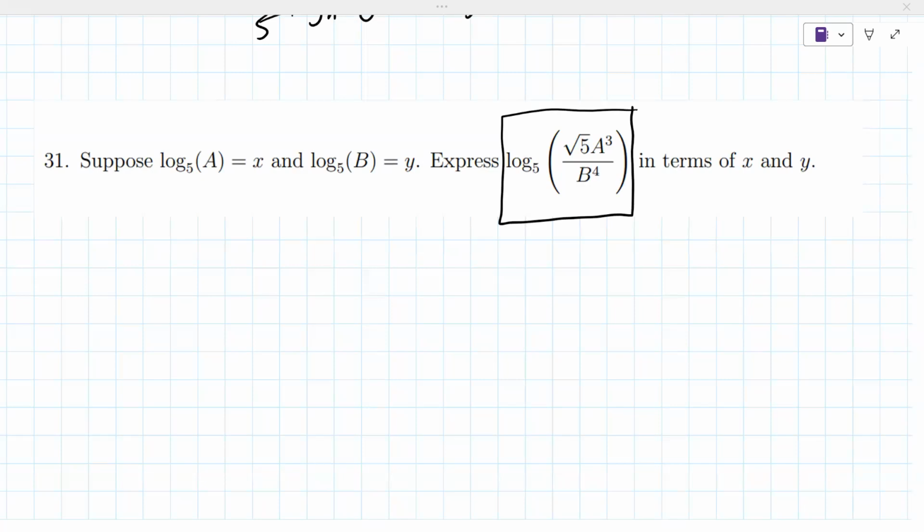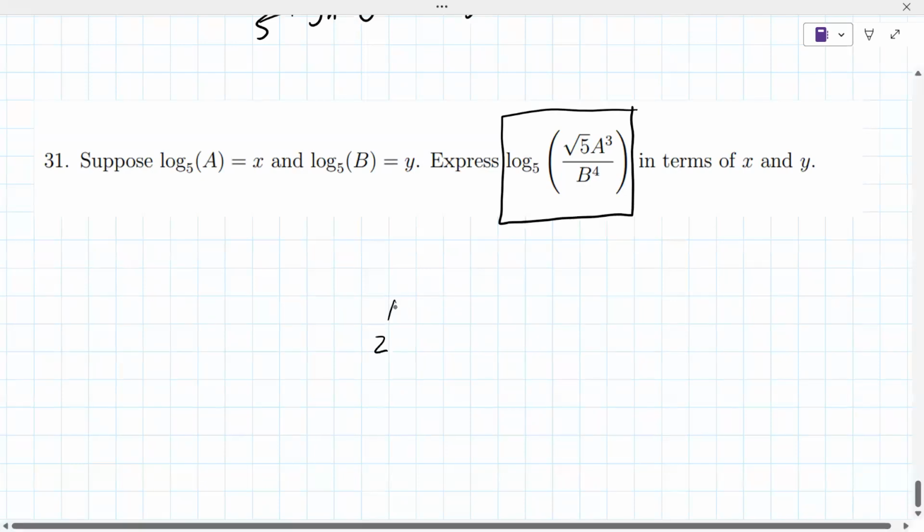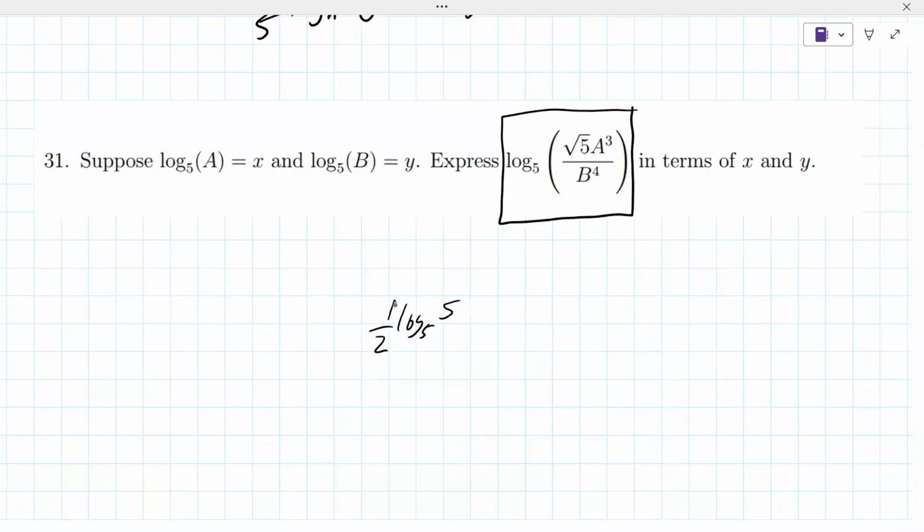Okay, I think I got it. Okay. Do you feel comfortable telling me what you got, or do you want me to work it out? Yeah, so because the square root is only over the 5, I put 1/2 log base 5, and then plus 3 log base 5. Oh wait, hold on, I forgot the a, and then minus 4 log base 5 of the, yeah. You gotta say the base.